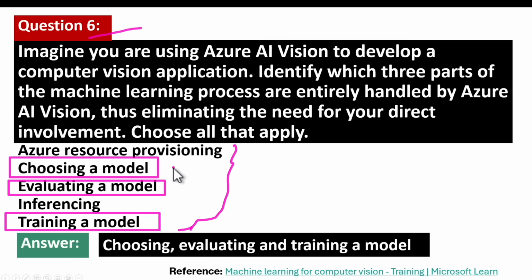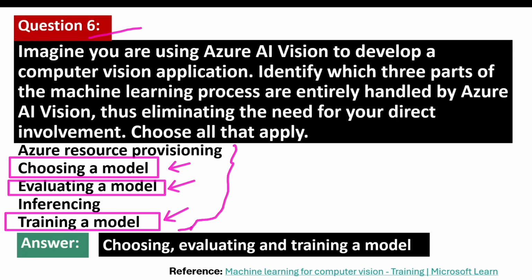So, what do we mean by choosing a model? Azure AI Vision provides pre-trained models, eliminating the need for you to choose the right model for your application. Second, what does it mean by training a model? The pre-trained models have already undergone extensive training, so you don't need to invest time and resources into training them yourself. And finally, what does evaluating a model mean? Azure AI Vision evaluates the models to ensure they meet performance standards, saving you from the task of model assessment.